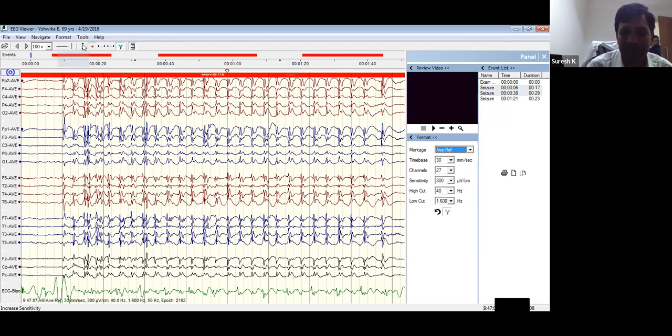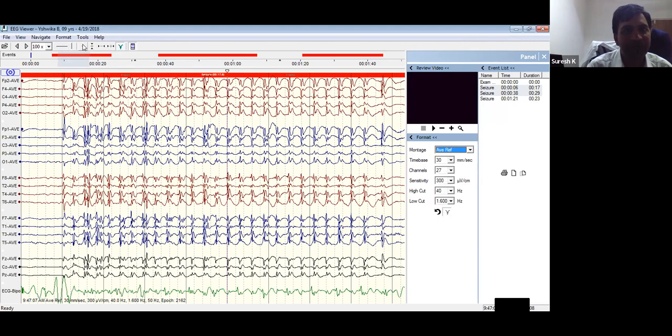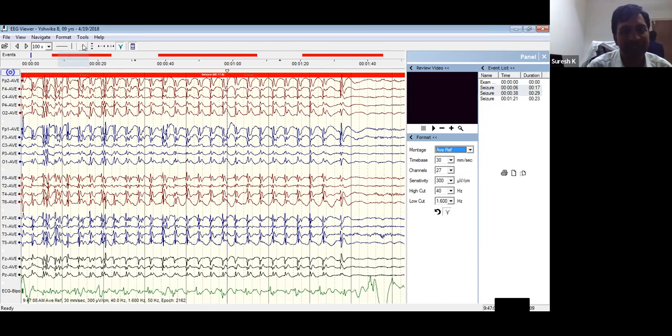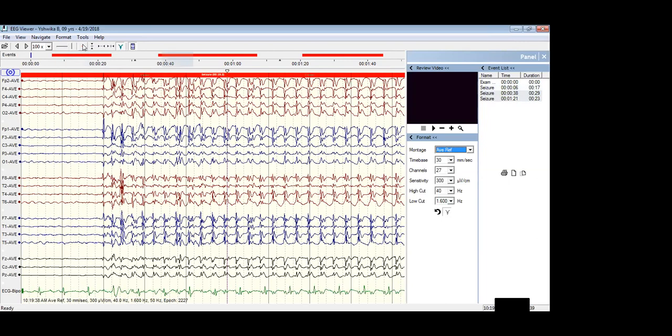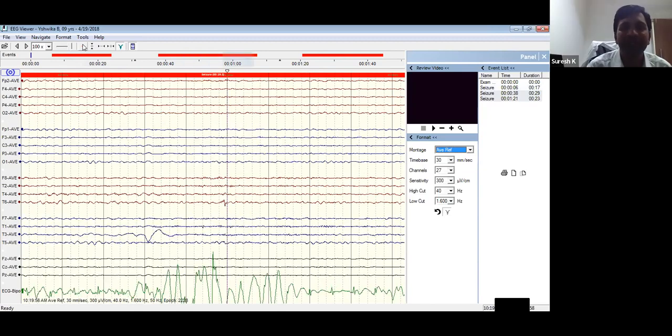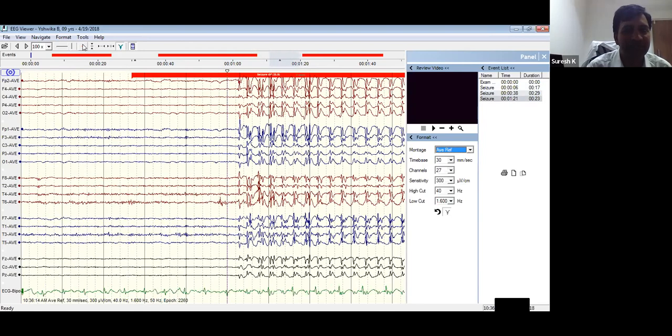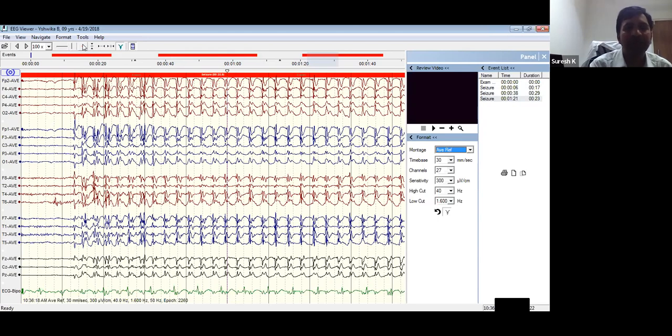You can see the duration is less than 10 seconds. And if you see one more event, it looks the same. It is almost 10 to 12 seconds, and it is in the OPD record. So you can see how many you can record in an hour. This is 10 seconds, and this was lasting a little more, 15 seconds. I'll show you one more EEG.